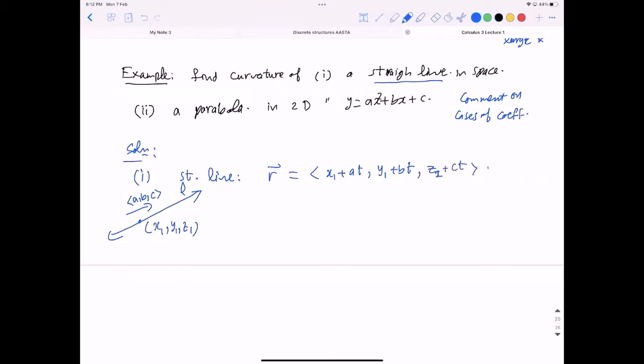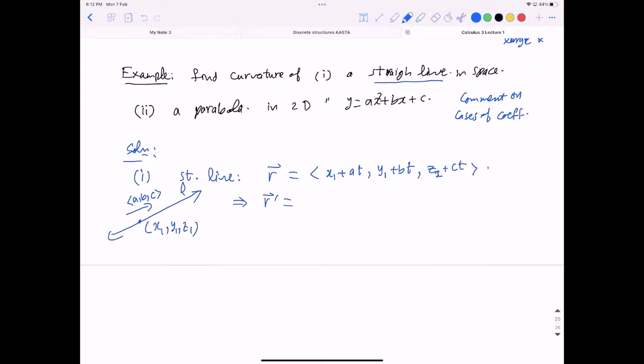This is the case. a, b, c is a fixed vector, a constant vector along the line. x1, y1, z1 is a fixed point on this line. This is what makes a line a line. It passes through a point and fixes the direction and does not change the direction at all. At all times, we have the same direction. So now, the easiest solution is to use this formula 3.